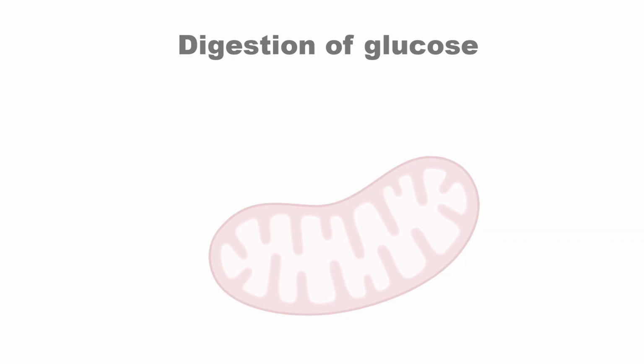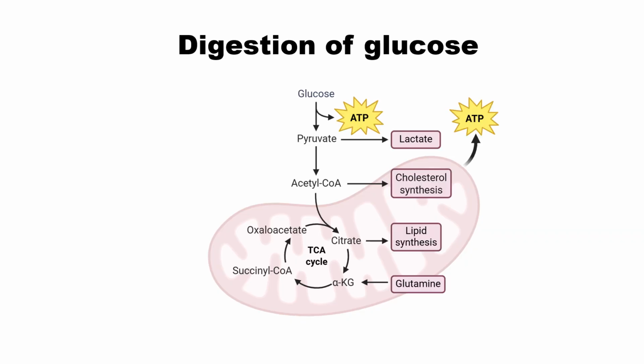Mitochondria's main function is digestion of glucose. The glucose molecule inside the cell is broken down into pyruvate, and this process is called glycolysis. Glucose is a 6-carbon sugar, and pyruvate is a 3-carbon molecule. That's why pyruvate is almost half a molecule of glucose.